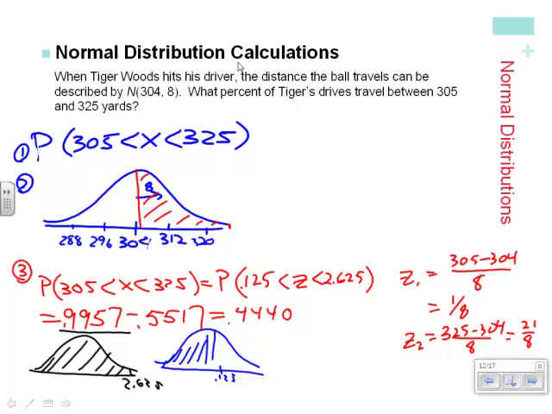Okay? There's our calculations. Conclusion. What's our conclusion? 44.4% of his drives are between 305 and 325 yards. Very well stated.